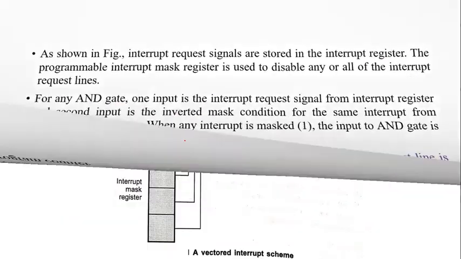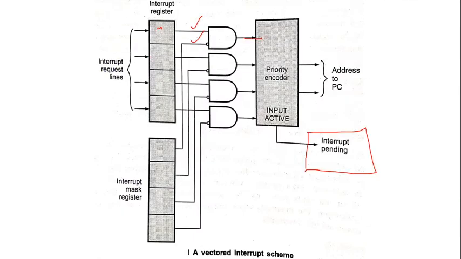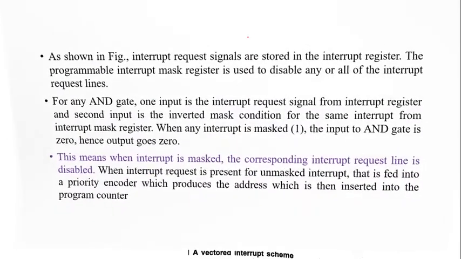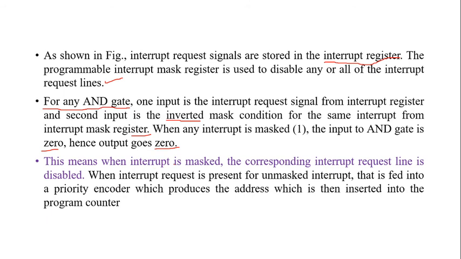Let's see it in the figure also. Suppose we have this signal as 1, and this is also 1 inverted. So this 1 goes over here and this becomes 0, so the output is going to be 0. Again, for the other case, this is 1 and this is 1. Here this is 0 and this is 0. For ANDing, both need to be 1, and then the output is going to be 1. If one of them is 0, the output is going to be 0, and this means that the interrupt is masked.